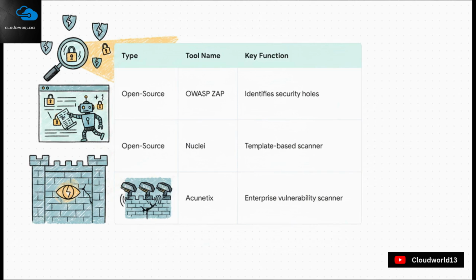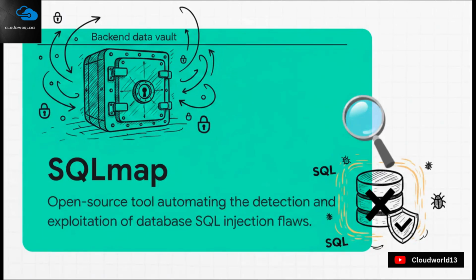Now, if you look at the premium side, tools like Acunetix step in. These offer heavy-duty, automated vulnerability scanning that's specifically built for complex, enterprise-level applications. And we definitely can't leave the web app phase without talking about databases. Enter Nmap. This is an open-source penetration testing tool that automates the detection and exploitation of SQL injection flaws. If you need to audit database security specifically, Nmap is hands down the most popular tool out there. It's your go-to for making sure that back-end data vault is locked tight.